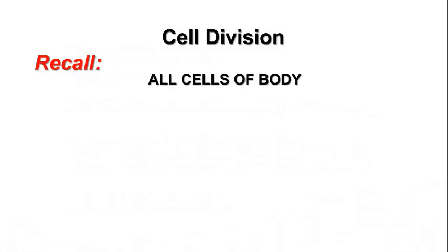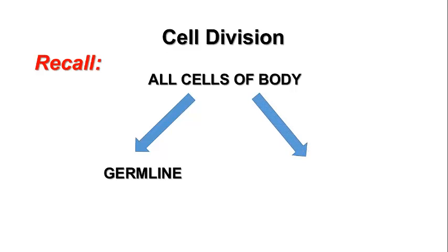So remember from last time we talked about the two major different types of cells in the body, the germline, or specifically referred to as germ cells, and then the somatic cells, right? The somatic cells represent the overwhelming majority of cells in your body. The germ cells of the germline are located within the gonads.